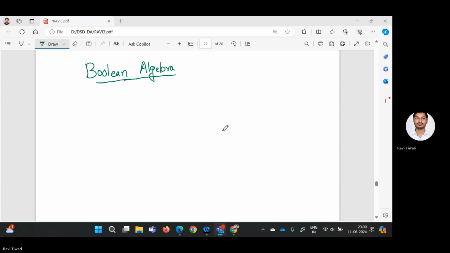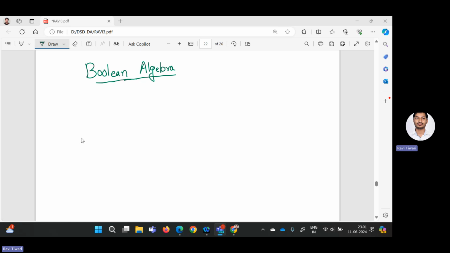Hello everyone. In this lecture, we will see Boolean algebra. This algebra was given by George Boole, and Boolean algebra is nothing but a set of rules that is used to simplify a logical expression. If you have a larger logical expression, by using Boolean algebra, or the theorems or rules, we can simplify the logical expression but without changing its functionality.